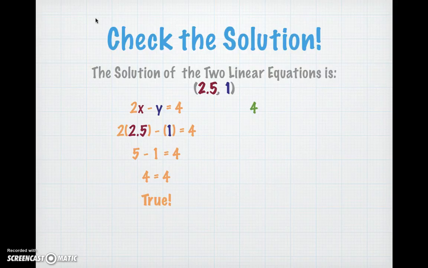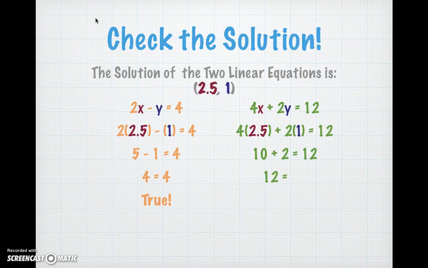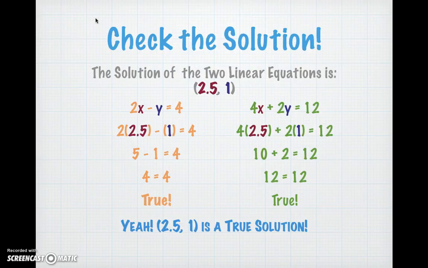I'm going to do the same thing to my second equation. So I'm going to get 4 times 2.5 plus 2 times 1 equals 12, which simplifies to 10 plus 2 equals 12, which shows me that 12 equals 12, which means it's a solution for that equation as well. This means that 2.5 and 1 is a true solution for those two linear equations.